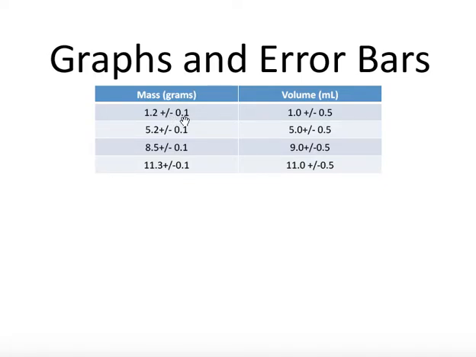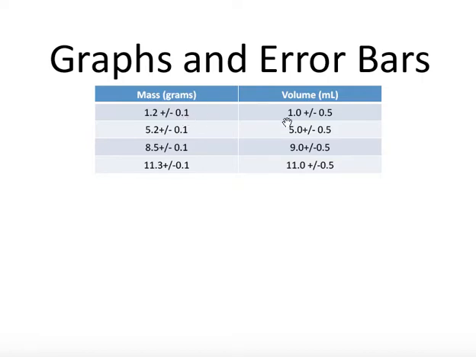What does this plus or minus 0.1 mean? It means when the balance registered 1.2 grams for the mass, it could be as high as 1.3, 1.2 plus 0.1. It could also be as low as 1.1, 1.2 minus 0.1.